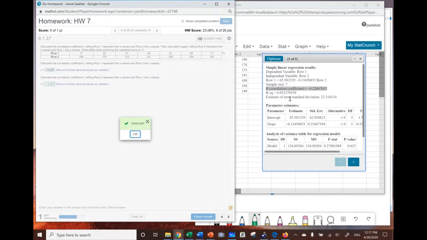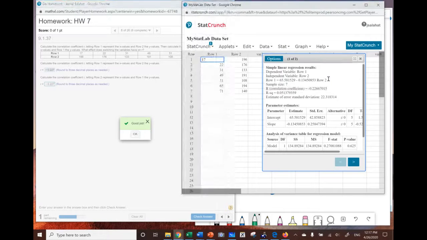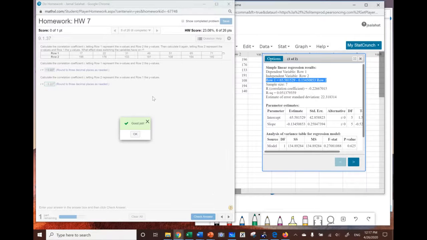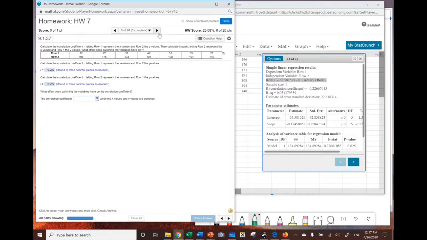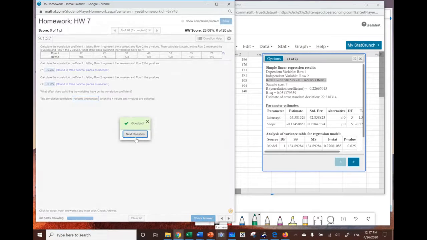Notice that if you flip them, R will be the same, but the equation, which is what we care about the most, is different. Here is the equation. If you flip them, the equation will be different. That's the reason why we have to be careful. Now the problem after that asks what effect this has. In this case we can say it remains unchanged. Just to finish this problem, they don't change.